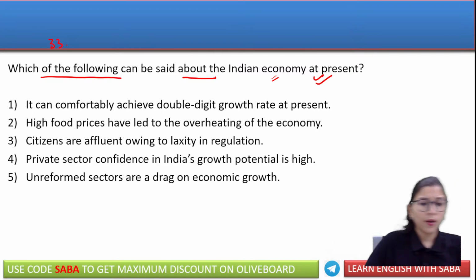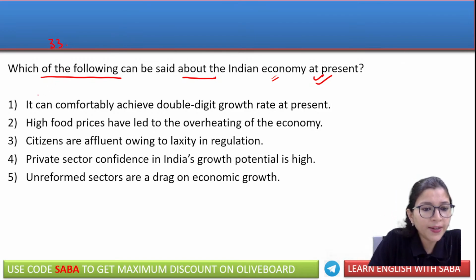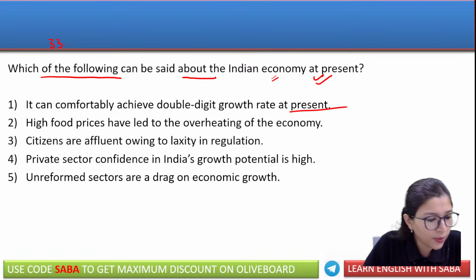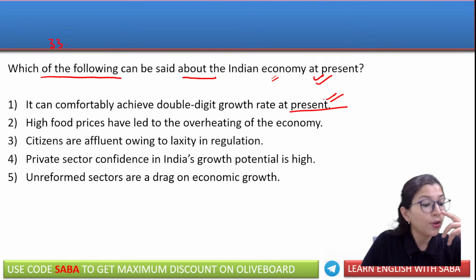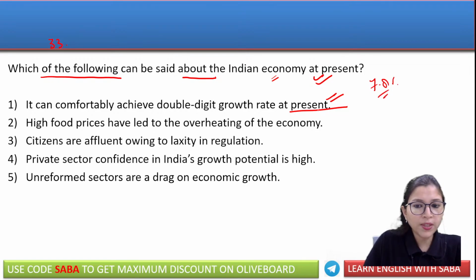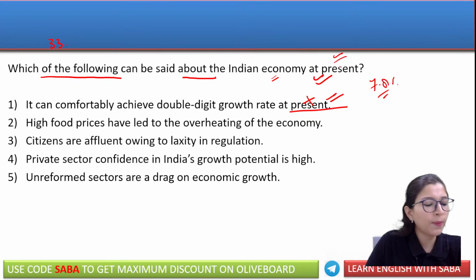First of all, let me explain this passage to you. Option A: it can comfortably achieve double-digit growth rate at present. Is it given somewhere? Double digit growth उसने पहले अचीव किया था. Right now its growth was only 7.8% if you might have gone through. So yes, A is not correct. You can't say कि अभी at present Indian economy के बारे में क्या कहा जा सकता है. So double digit growth, you know, कि 10% 11% growth की बात हो रही है.